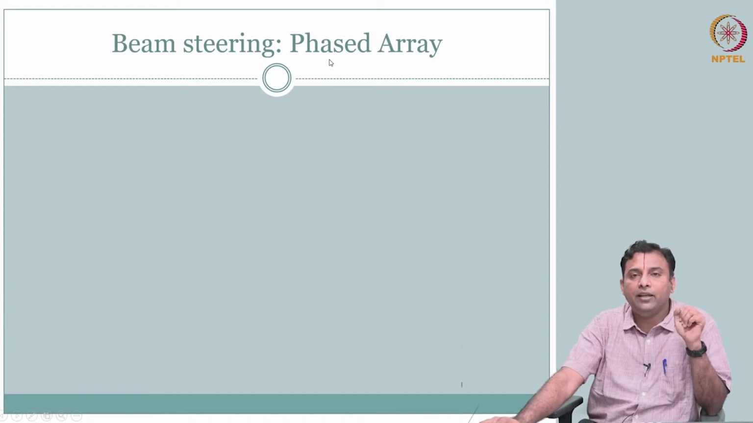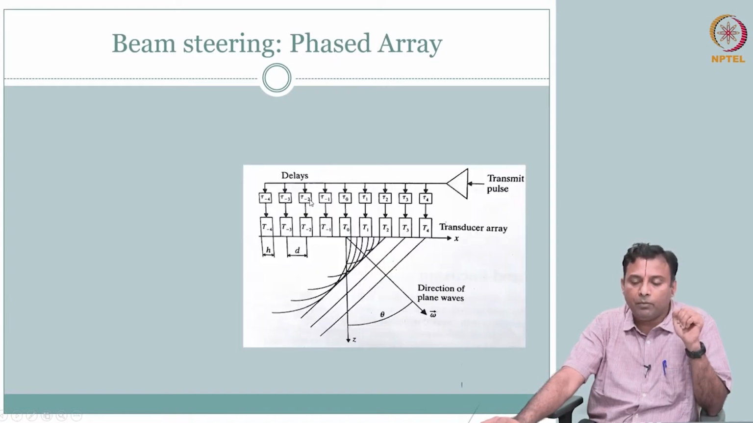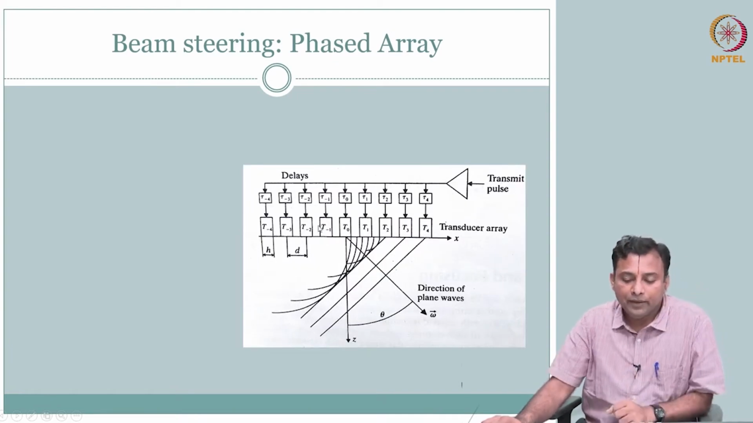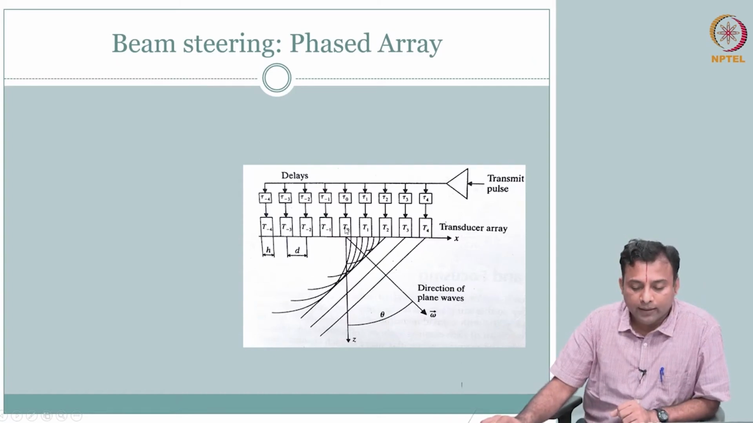So, beam steering in case of a phased array. What is our problem? This is the problem proposition. I have an array, and I call this transducer element 0 just for symmetry purposes. Transducer 0 is the center element, transducers 1, 2, 3 are all on one side, and minus 1, minus 2, minus 3 are all on the other side.